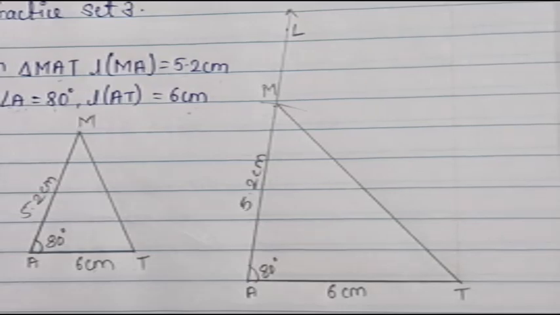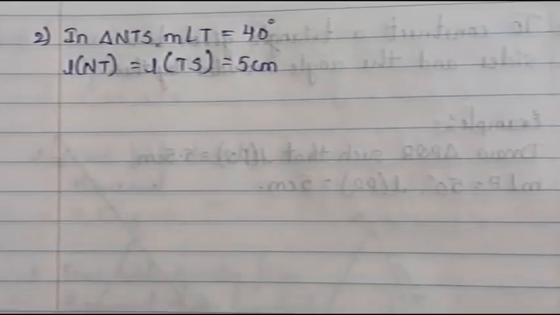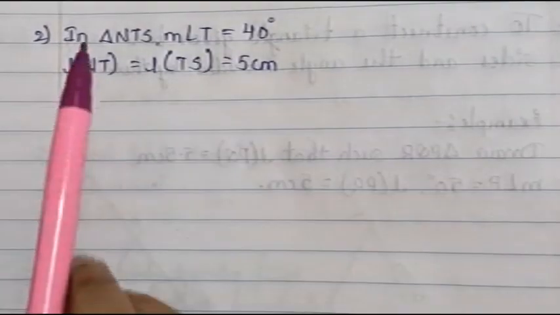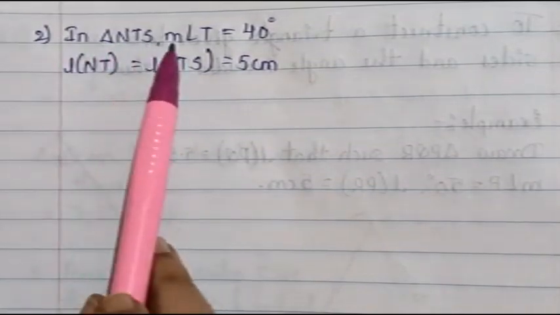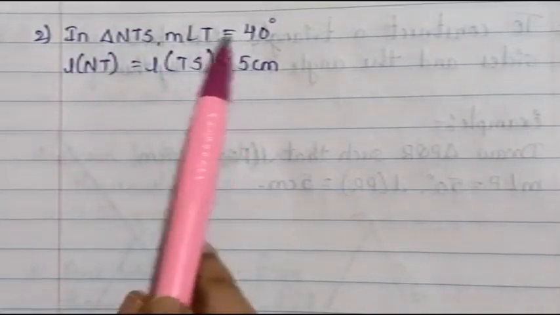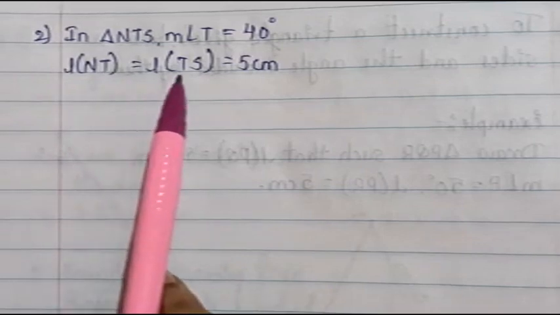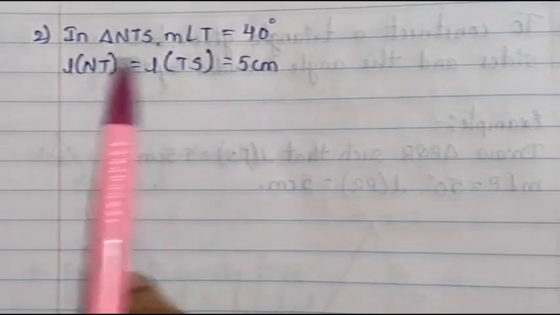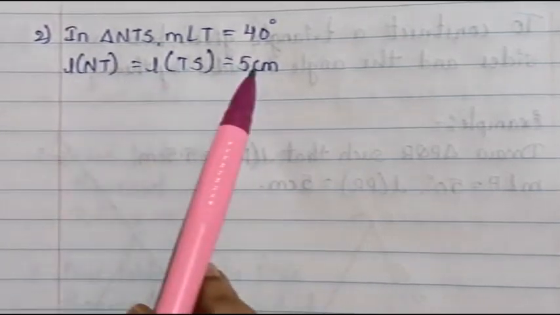Okay. Now students, look at the second one. Second one, they have told that in triangle NTS, measure of angle T is equal to 40 degree, length of NT is equal to length of TS is equal to 5 centimeter. That means both the lengths are 5 centimeter. Is that clear?